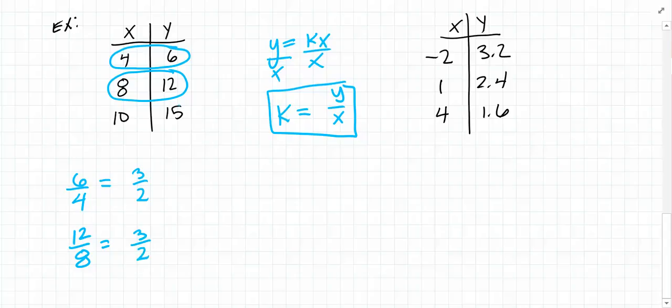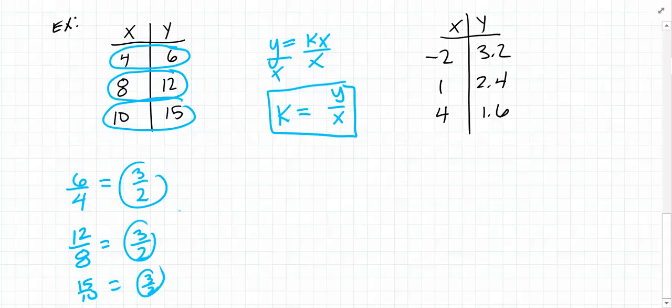Okay, let's take 15 divided by 10. How much is that in simplest terms? 3 over 2. Okay, are all of these the same? Yes, they are all the same. Therefore, my k is constant at 3 halves. So this one is a yes. It definitely does represent direct variation. Right? So far, so good?